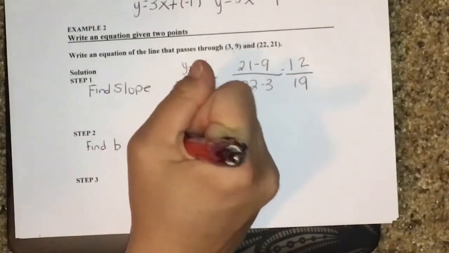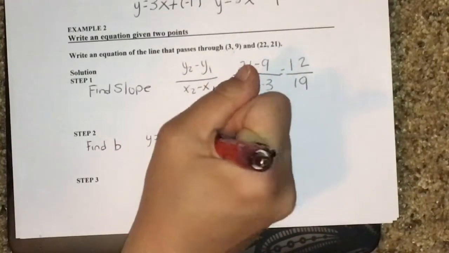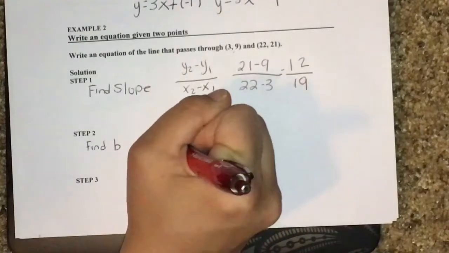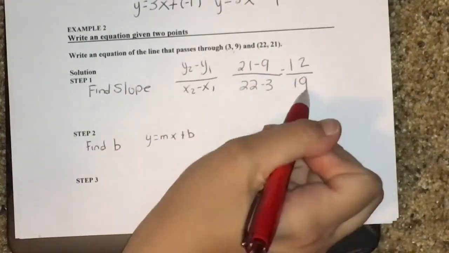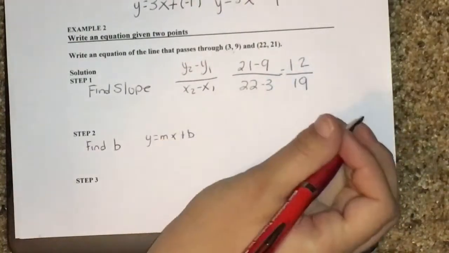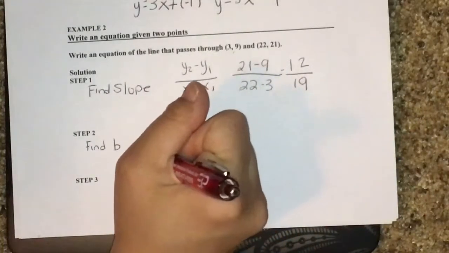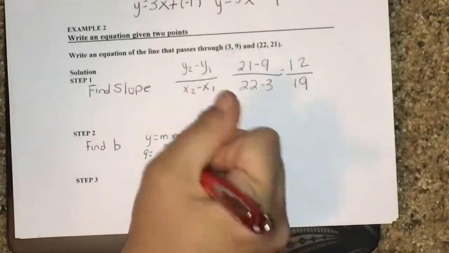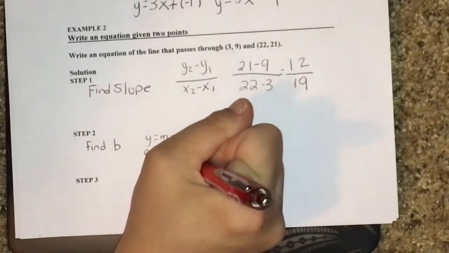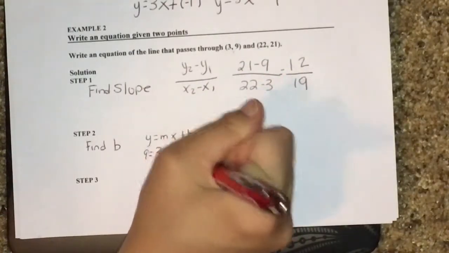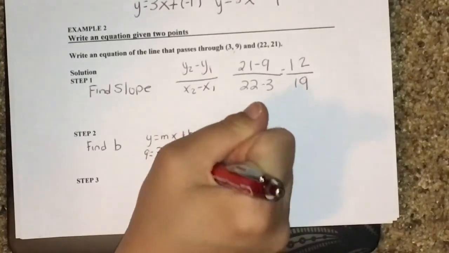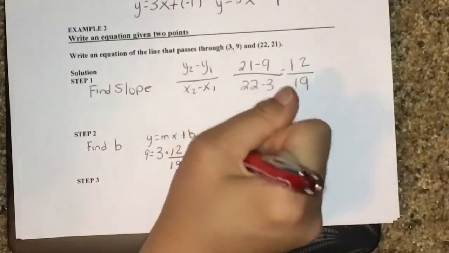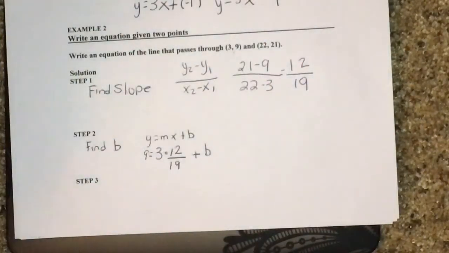So y equals mx plus b. I want to find out what b is, right? Because I need the slope and I need the intercept. And I already found the slope. Now I need to find the intercept. Let's go with the first point. 9 is equal to m, 3 times my slope, which is 12 over 19 plus b.